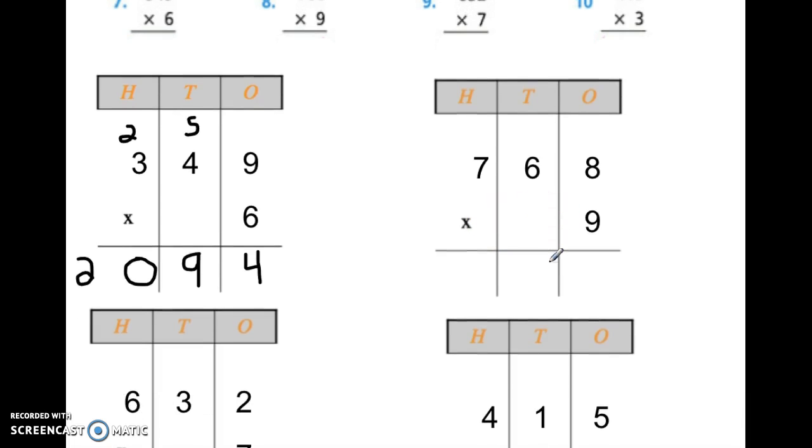All right, let's go ahead and try this one now together, and then we'll have you do it by yourself. So again, I do the ones column first. 9 times 8, which would give us 72. We'll put the 7 above the 10 spot. 9 times 6, which would give us 54, plus 7 would give us 61.